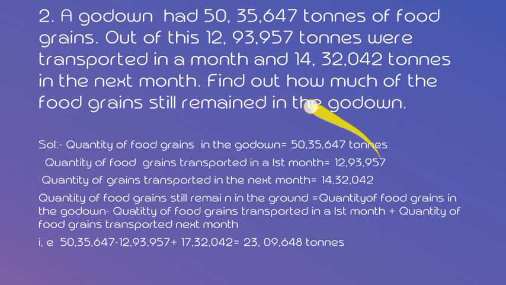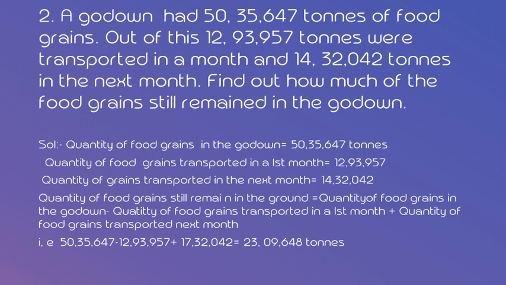Now you have to find out how much of the food grains still remained in the godown. So you have got total food grains is this. Then these two are transported. Transported means given. So how much is left? So what you have to do, children? You have to add these two, what is transported, and subtract from the total food grains in the godown.